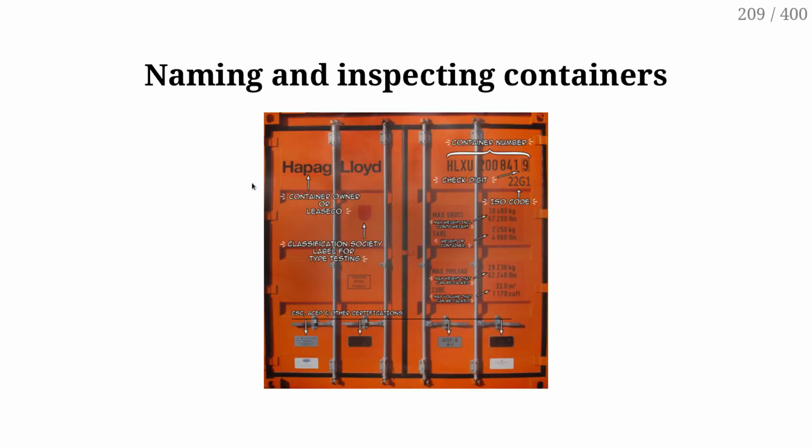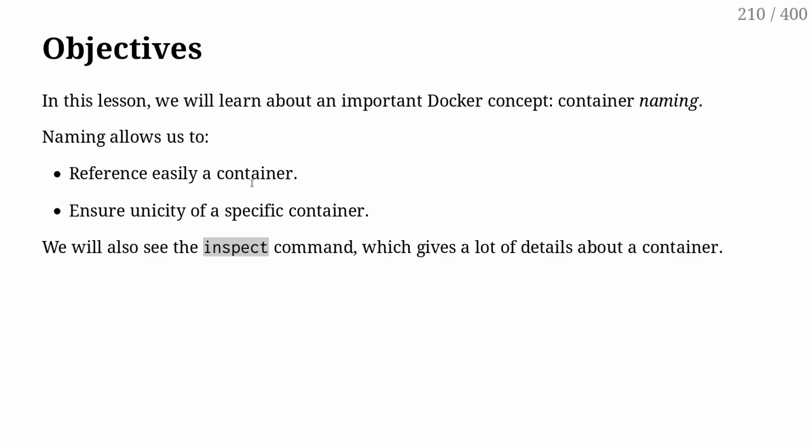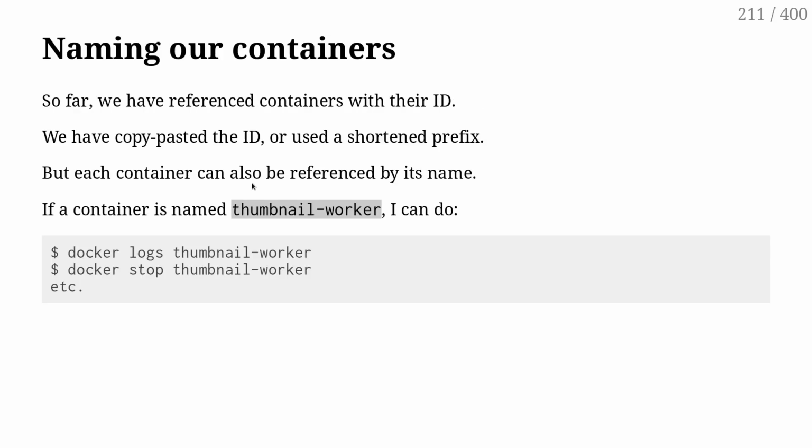So this section will be about naming and inspecting containers. Naming will let us reference containers more easily, and inspecting will let us get a lot of information about containers. So naming: so far we have used the ID of the containers when we wanted to reference them, either the full ID or a shorter ID.